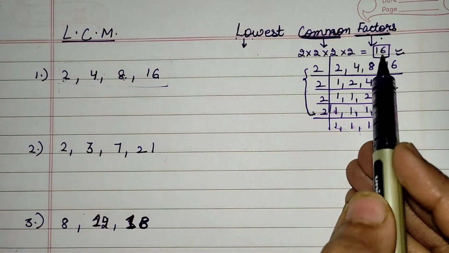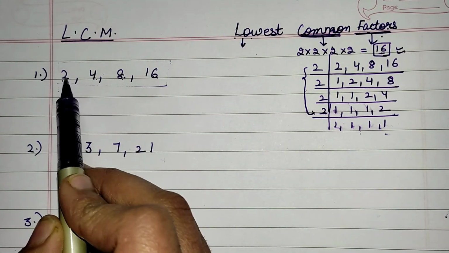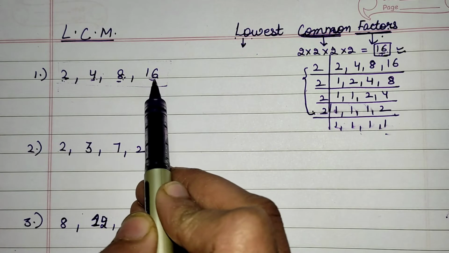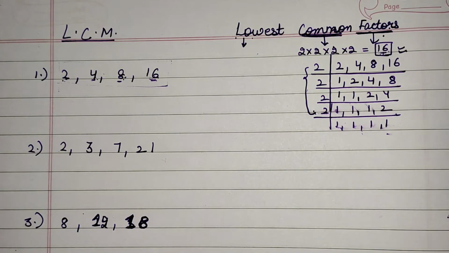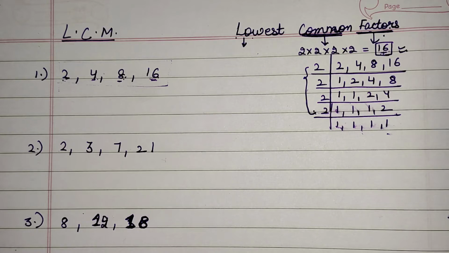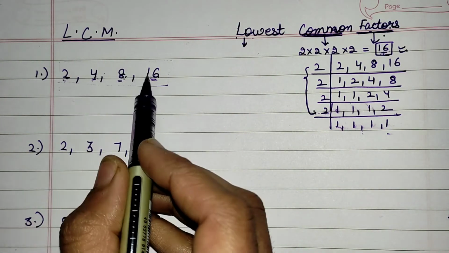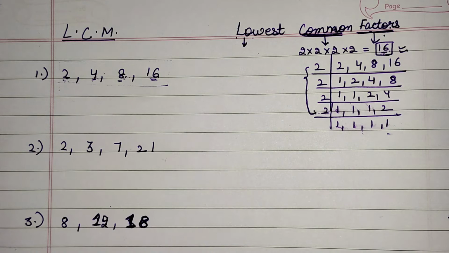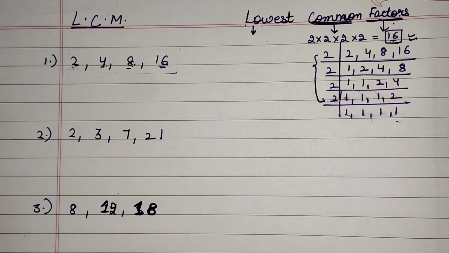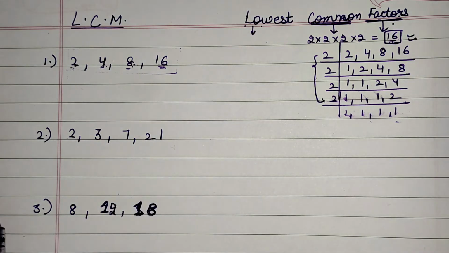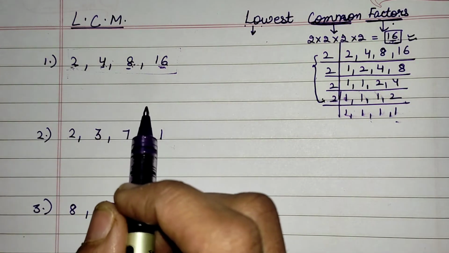You can see very clearly that 16 is divisible by 2, 4, 8 and 16. No other value lower than 16 is possible. Bigger than 16 is possible, but no lower value can be divisible by all these 4 values. So let us use this trick, that we have to find the lowest number which is divisible by all of these numbers.